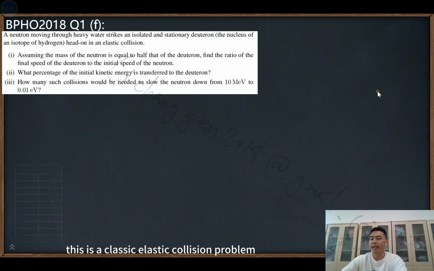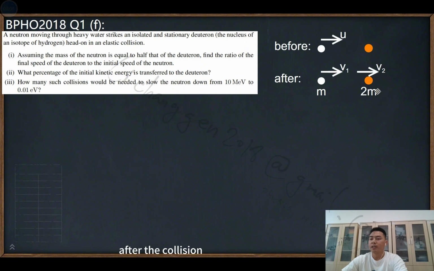This is a classic elastic collision problem. Let's define the initial speed of the neutron as u. After the collision, the neutron moves at speed v1, and the deuterium moves at speed v2. We'll also say the neutron's mass is m, and since the deuterium is twice as massive, its mass is 2m, just as shown in this figure.